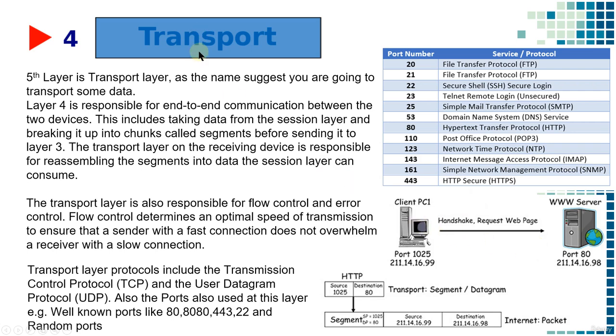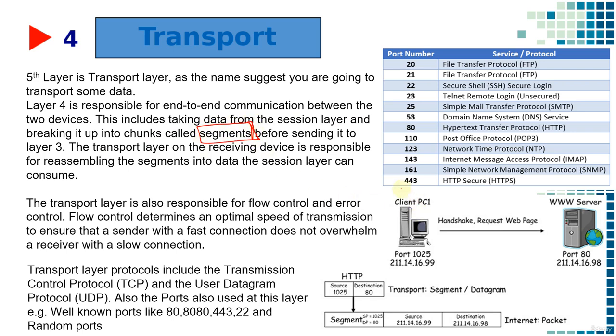happens at the transport layer. This includes taking data from the session layer. As you can see, we took the data from the session layer. This is how all layers are dependent on each other. If you are thinking that you can take out one layer from the OSI model, this is not possible. This includes taking data from the session layer and breaking it up into chunks called segments. This is a very important thing, the segment.